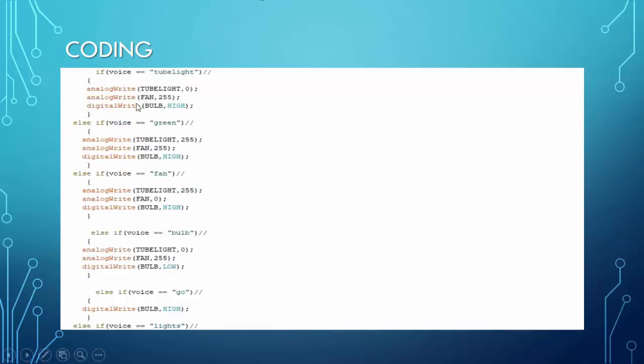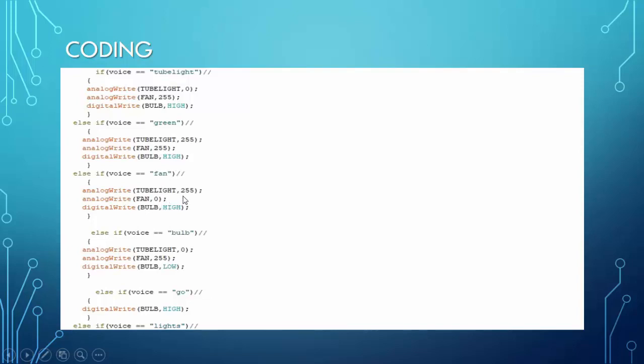So similarly here, if I say tube light, then analog write, tube light would be on, fan would be off, and digital bulb high. So even that means off. So it goes in a similar way. You can add your own commands here. You just need to see which one you want to turn on and which one you want to turn off.